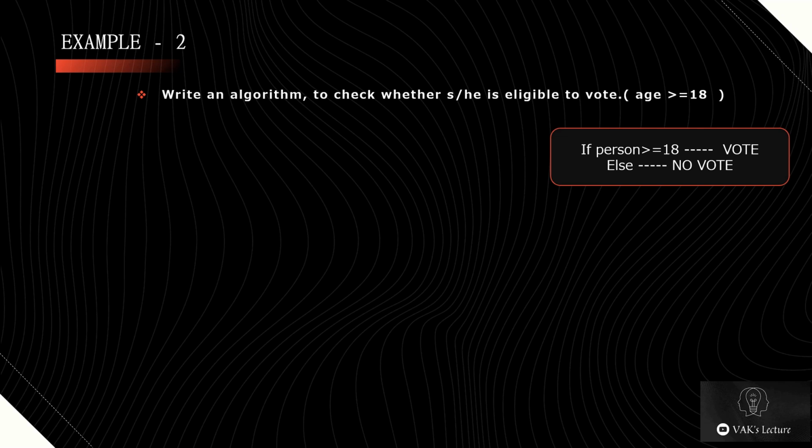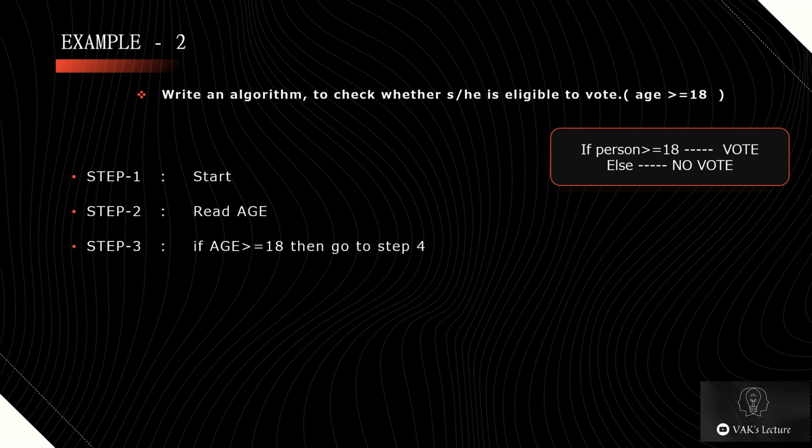Now we will see. First of all, write down step 1, start. That means start the algorithm. Step 2, take age as input. Now in step 3, check the value of age. If the age is greater than or equal to 18, then go to step 4. In step 4, it is written eligible to vote, and then go to step 6. Go to step 6 means after printing eligible to vote, the control will go to step 6. That means the algorithm will stop.